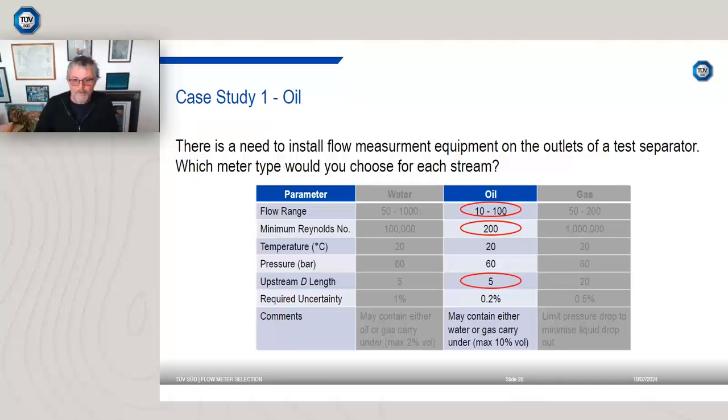So the key points there for me are the flow range, not too onerous. Reynolds number is low, and the installation space is limited. Uncertainty, that's a very, very low uncertainty. These are just figures for an example, ladies and gents, but they're not necessarily representative of real life.